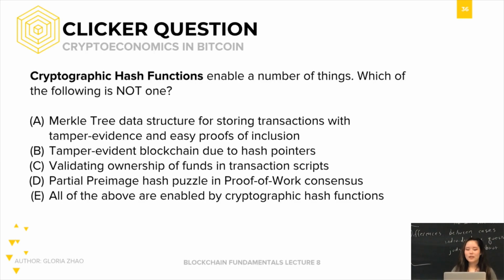Okay. So I have another clicker question for you. Cryptographic hash functions are wonderful. We spent a whole 20 minutes on them in lecture 3. And they enable a lot of things in Bitcoin. So which of the following is not something enabled by cryptographic hash functions? Most of them are going to be enabled by them. So which one is not? Please discuss amongst yourselves. TAs, help them out. Let's get some answers for this.